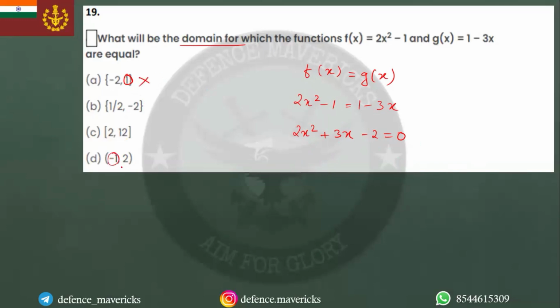Then now try putting -1, simple values, try करो. So if I put -1, this will become 2, this will become -3, and this will become 2. Again not possible, तो ये भी गलत है. Now what will be the domain?